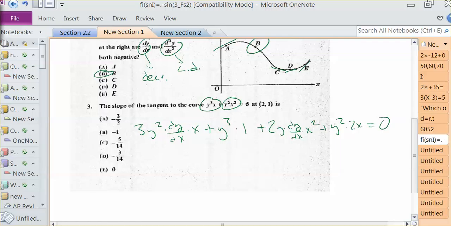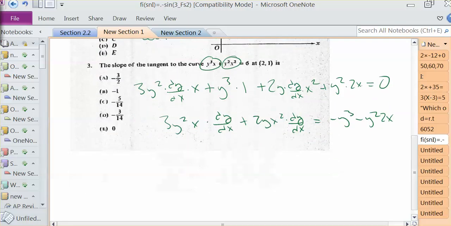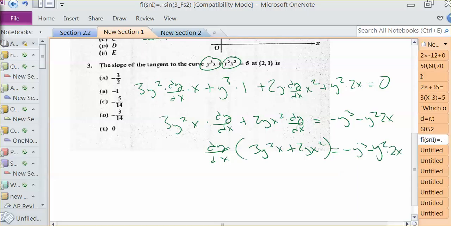So we want to collect the terms of dy over dx. So 3y squared x times dy over dx plus 2y x squared times dy over dx equals negative y cubed minus y squared 2x. Factor out dy over dx: 3y squared x plus 2y x squared equals all that junk on the right side. And then divide everything by that expression.